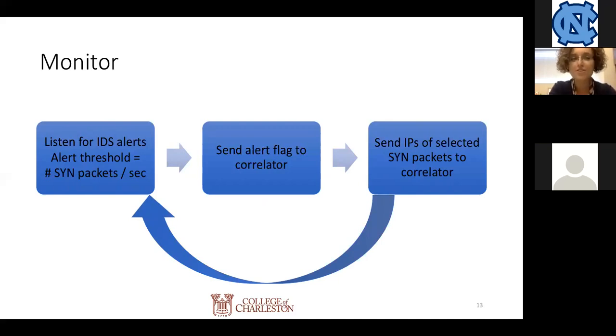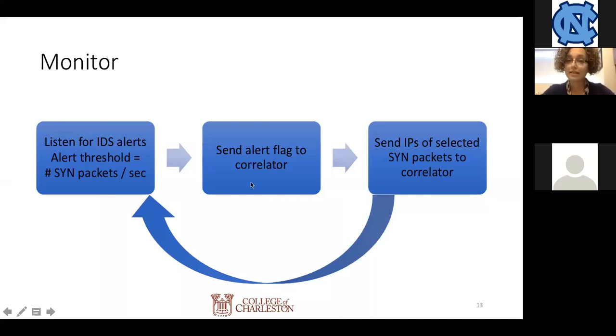So what the monitor is doing: our monitor was running a standard intrusion detection system, Snort. We created a custom, very simple alert. In our case, we only wanted to look at the number of SYN packets per second, the influx of SYN packets per second. We experimented with different thresholds. We have some ROC curves, receiver operating characteristic curves, where we improved our accuracy. But that was the simple task of the monitor. Listen for SYN packets. If the alert threshold is violated, then send an alert flag to the correlator, which is a script that is running on another device.